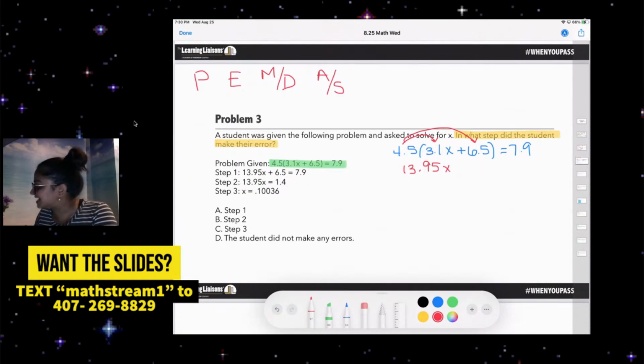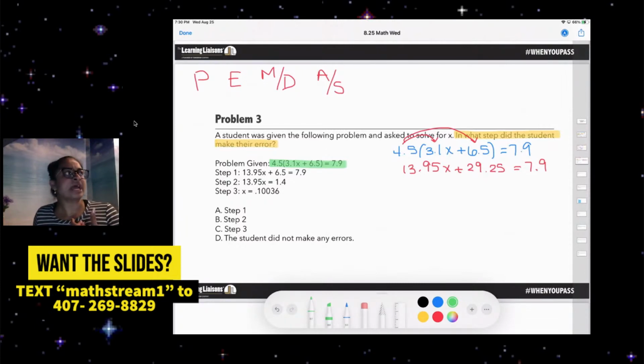4.5 times 6.5 is going to give us a lovely 29.25. And we're going to keep everything else the same. All right, I'm going to do one more step and then I'm going to take a look at what the student did. Well, right now, my next step tells me I need to move some stuff away from the x.